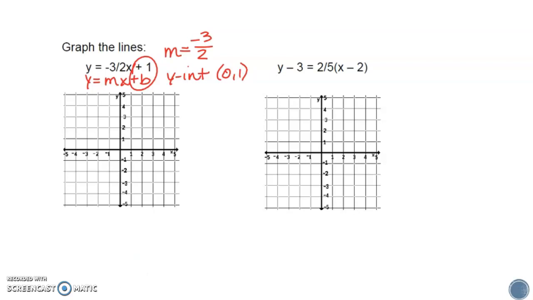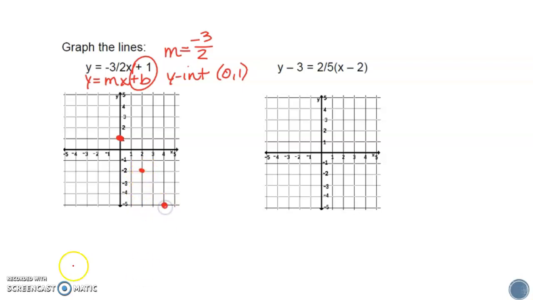So I'm going to go ahead and plot the point 0, 1. And since my slope is negative, that means my rise is actually going to be down. I'm going to go down 1, 2, 3 and over 1, 2, verifying that my line from point to point is going to extend and go down. I can continue down 1, 2, 3 and over 1, 2.